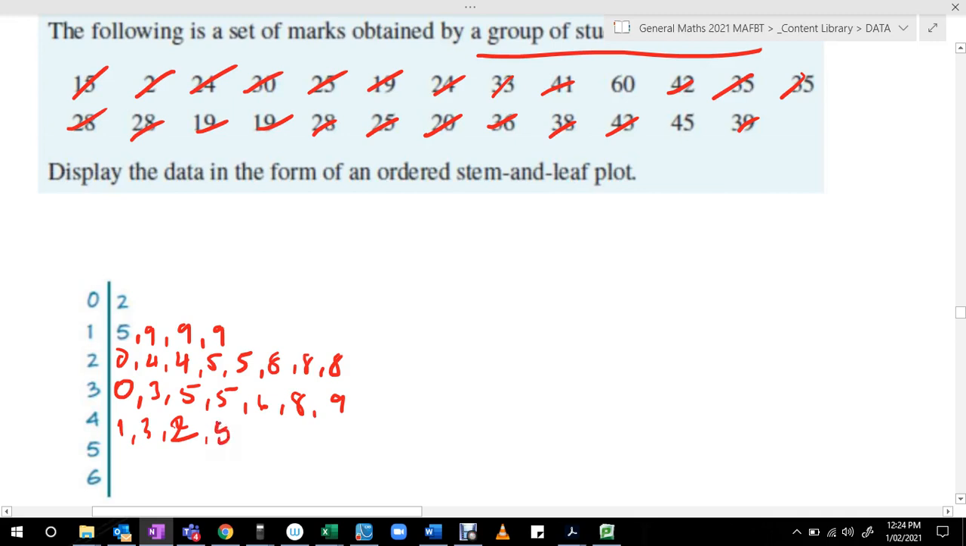Does it have to be in order? It must be in order. Because that's not in order. Oh yeah, sorry. 42, 43. Thank you for catching that. And then you've got 60. So there's no 50s, but there is 1 60.